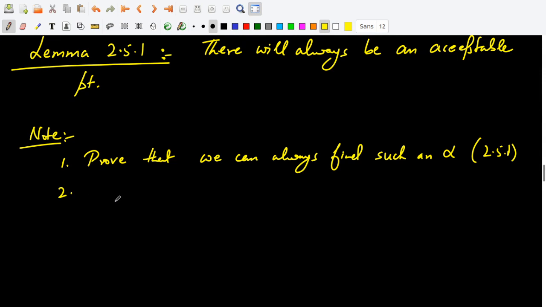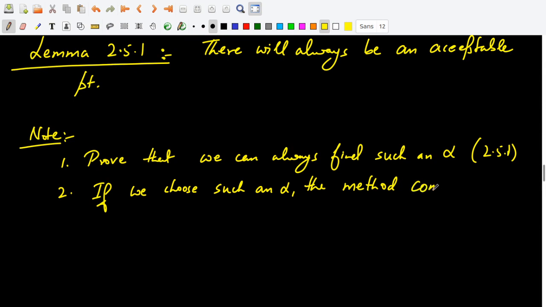We also need to show that if we choose such an alpha, the method overall converges. That means eventually I will reach a locally optimal or at least a critical point. And the last thing is we should be able to comment on the speed of convergence.